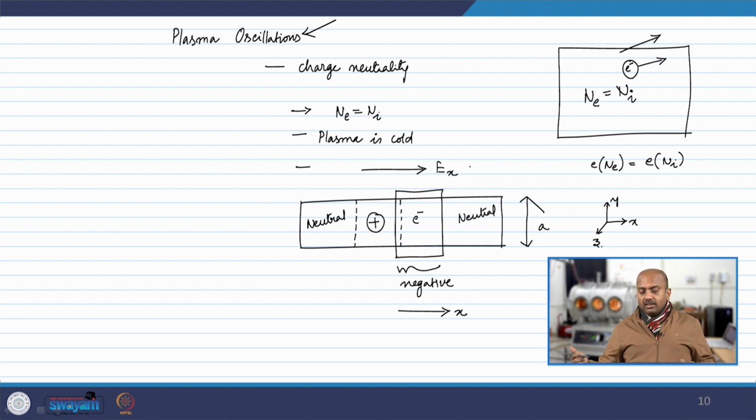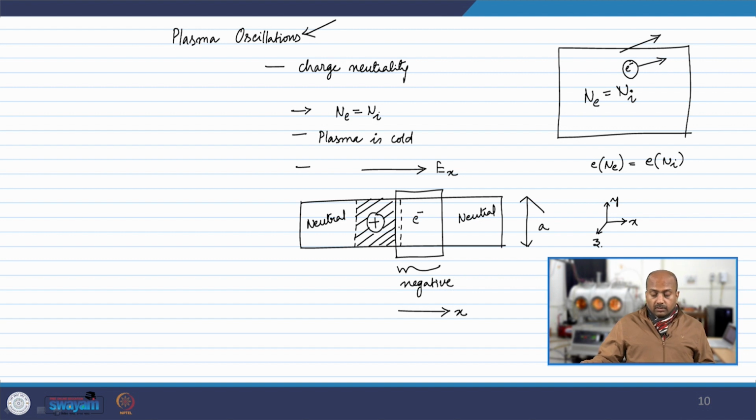Now, immediately when there is an electric field, the obvious consequence is that you will expect the electrons to move in a direction opposite to the electric field and compensate this extra positive region, thereby trying to rebuild the charge neutrality. Right. This charge separation results in the formation of an electric field, which exerts a force on the electrons to go back.